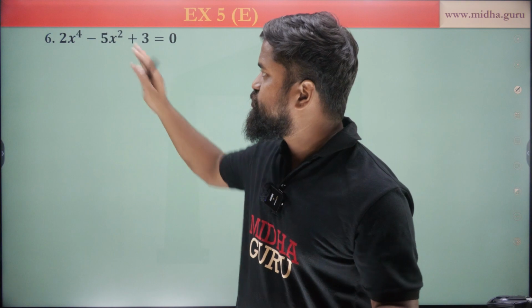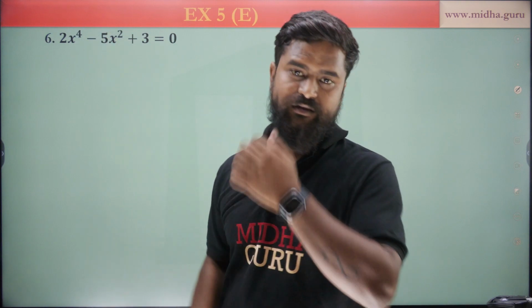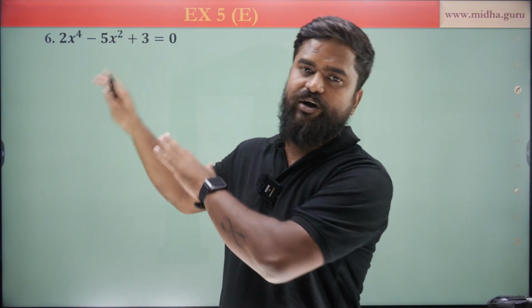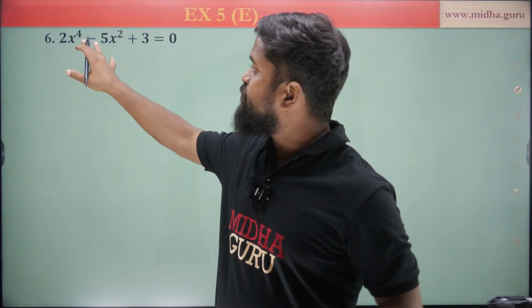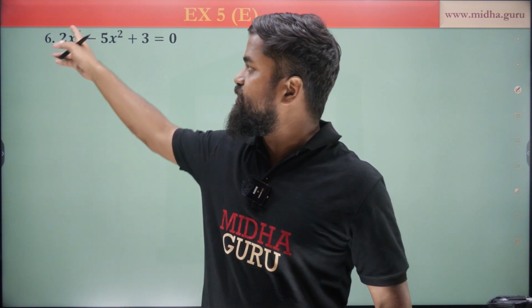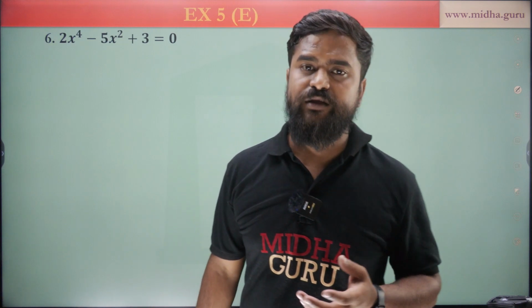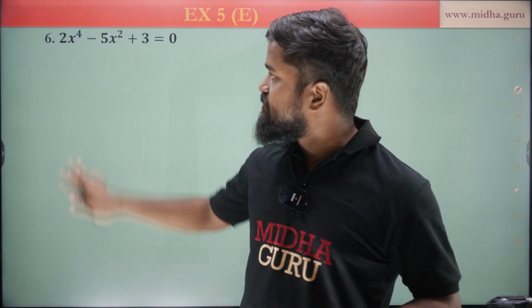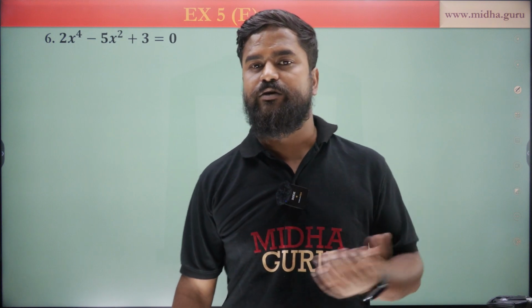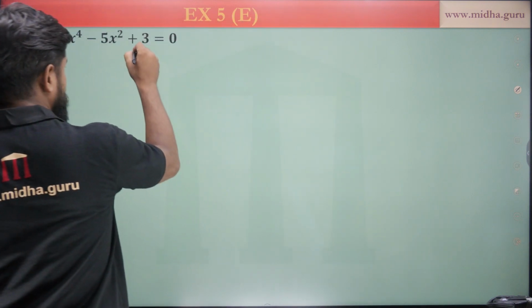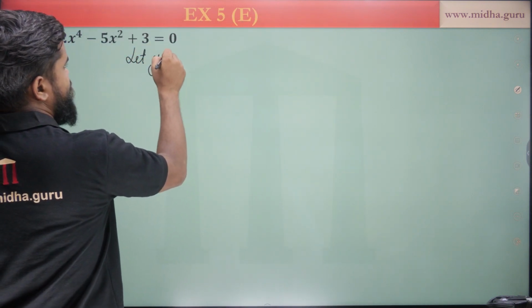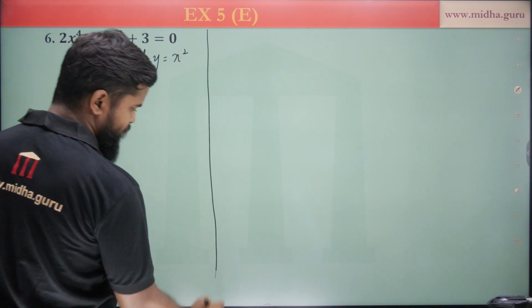Now the next question is 2x to the power 4 minus 5x squared plus 3. Now this may not look like a quadratic equation, and it's not, because it is a biquadratic equation, since the highest power, that is the degree of the equation, is 4. So what we will do is substitute some values such that this equation becomes a quadratic and we can solve it easily. What we will do is take another variable y to be x squared.